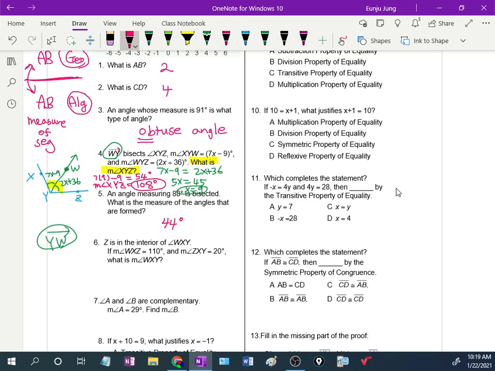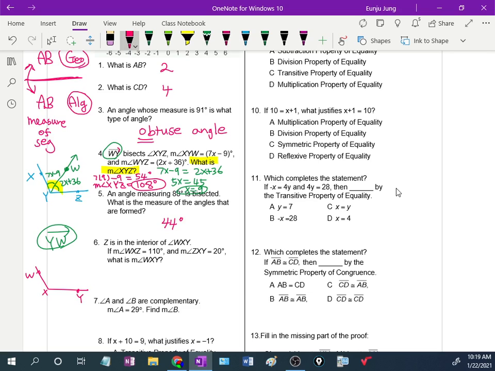Question number 6. Z is interior of angle WXY. Can you draw it? All right, let's draw an angle. WXY is 110 degrees, so let me draw an obtuse angle like that. And then let's label WXZ. Okay, that is 110. And the measure of the angle ZXY. Where is X? Where is Y? Oh, did I put some letter wrong? Yeah, WXY. I put it wrong.